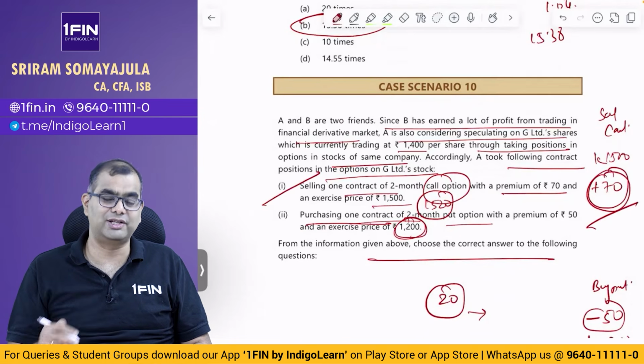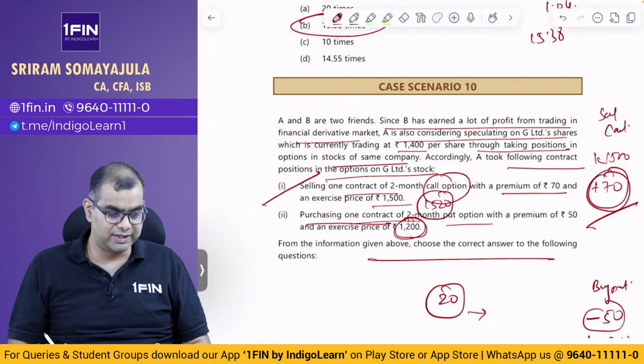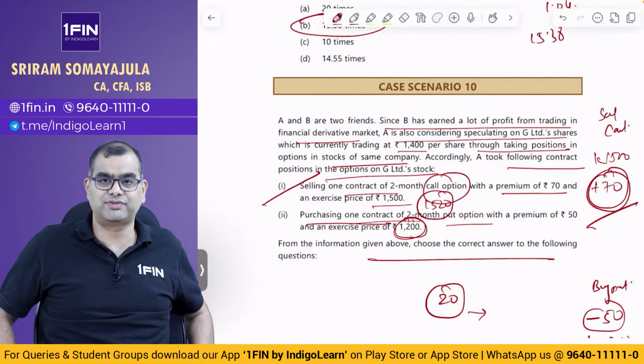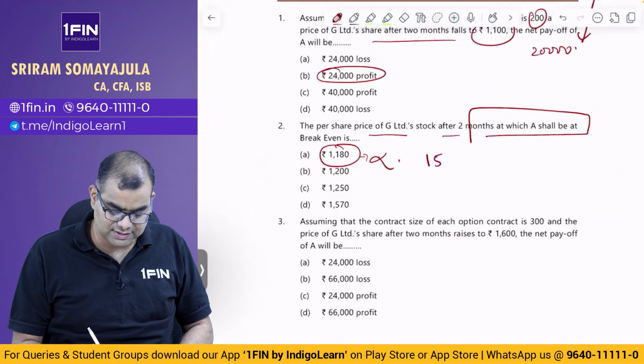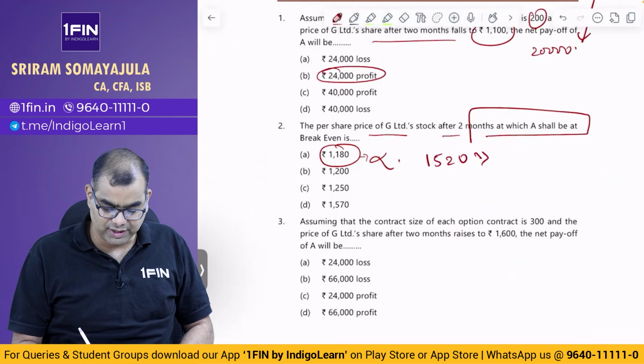This is a mistake. So, I was telling you guys, if you recollect, that in this particular set of case studies, there are some case studies where they have made mistakes. This is one of those. Neither of them is a correct answer. Correct answer is 1520, where you make a break even on call side.